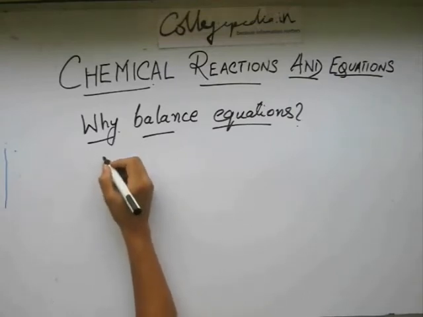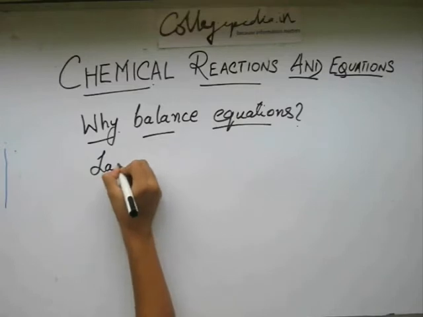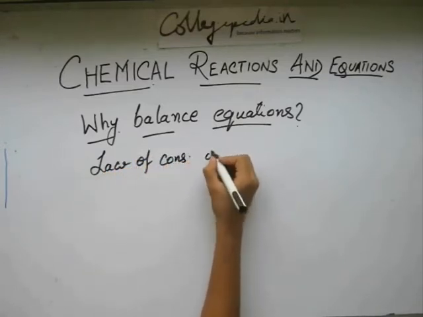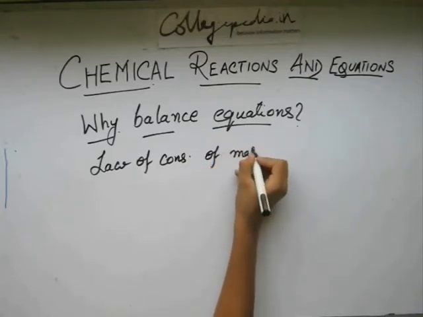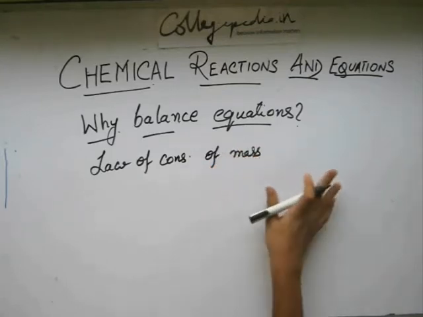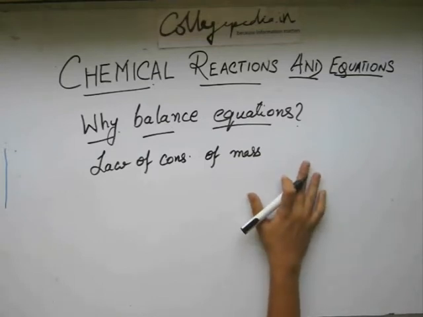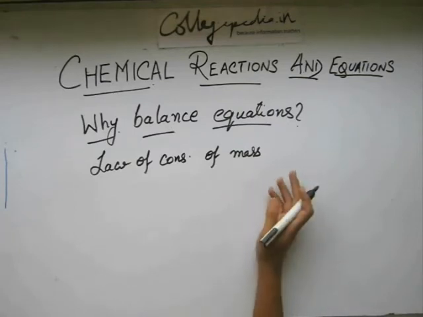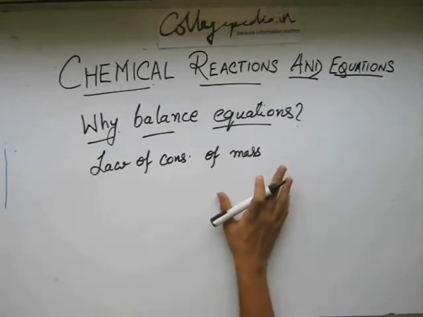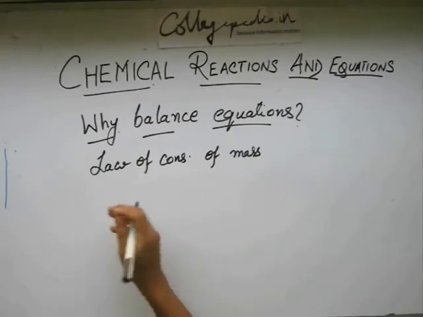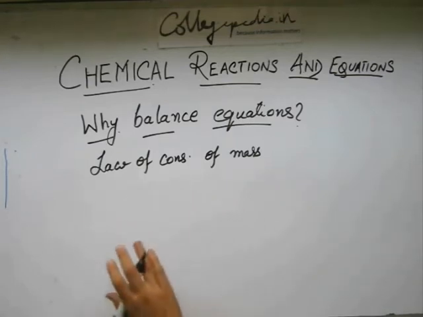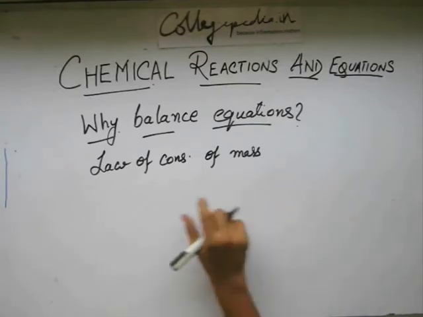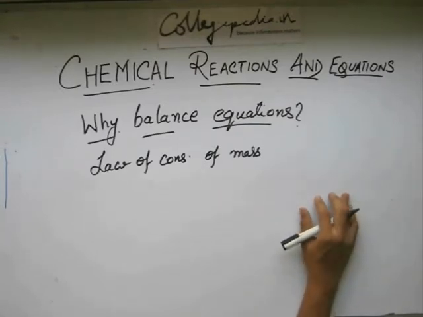according to the law of conservation of mass, mass can neither be created nor be destroyed, and atoms can also neither be created nor destroyed. So if they cannot be created and they cannot be destroyed, then there should be no change in the number of atoms on the left hand side and the right hand side.